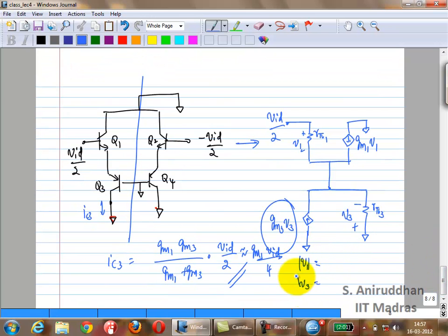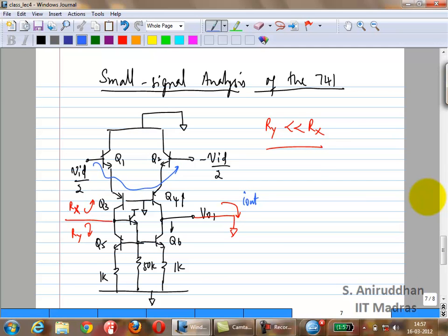I'll just put mod here. No, actually I think VID by 4. These are the base emitter voltages. Now what is I out? So now we have found out IC3 and IC4. What is I out? 2 times IC3.